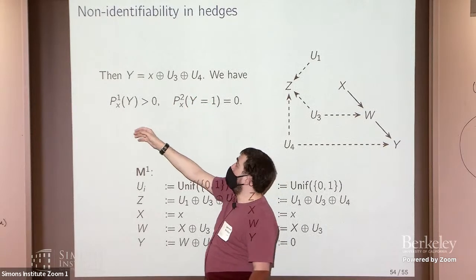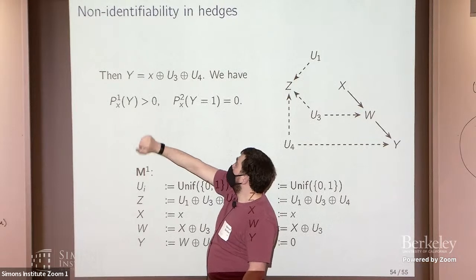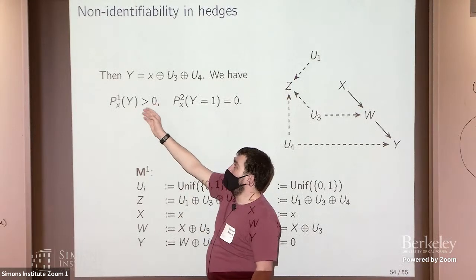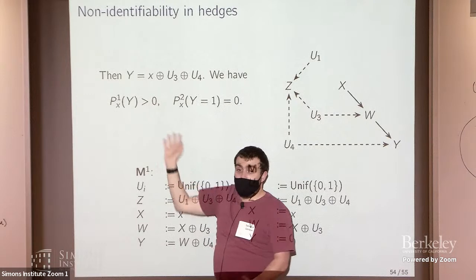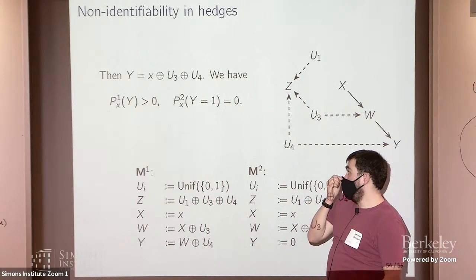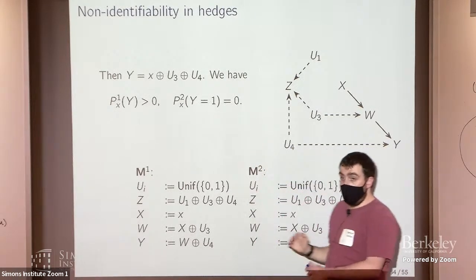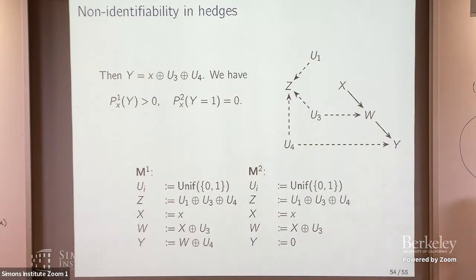And so the probability that y is equal to 1 in this model is greater than 0. And in particular, since in model 2 it's still equal to 0, we have different interventional distributions despite having exactly the same observational distributions.